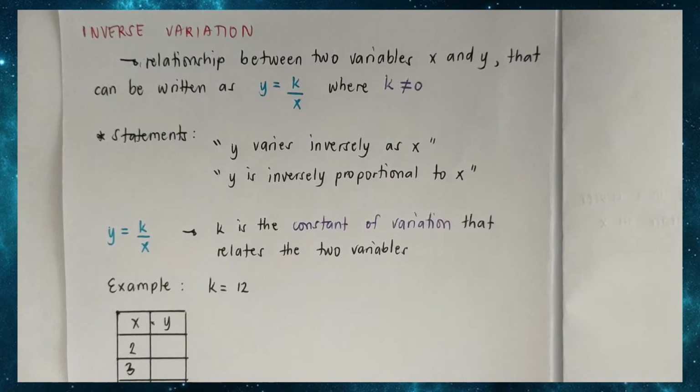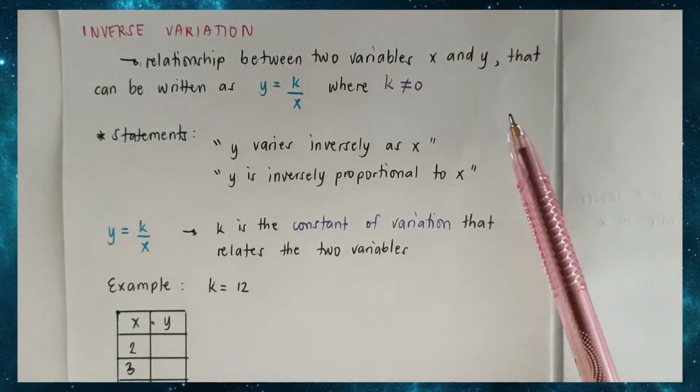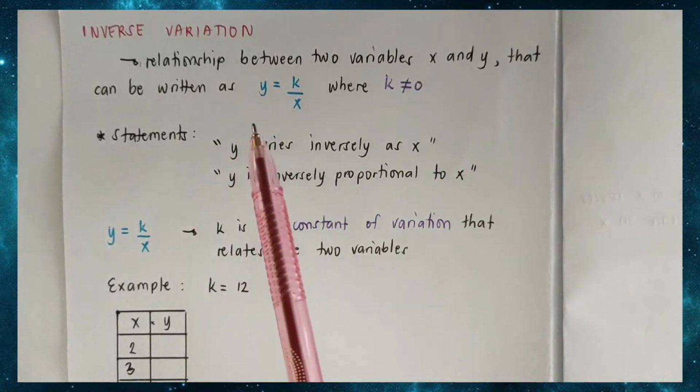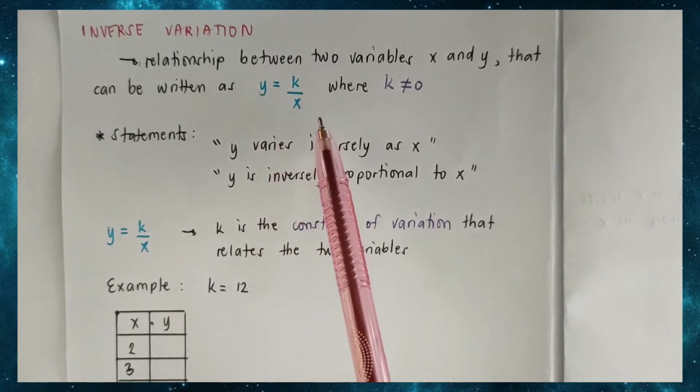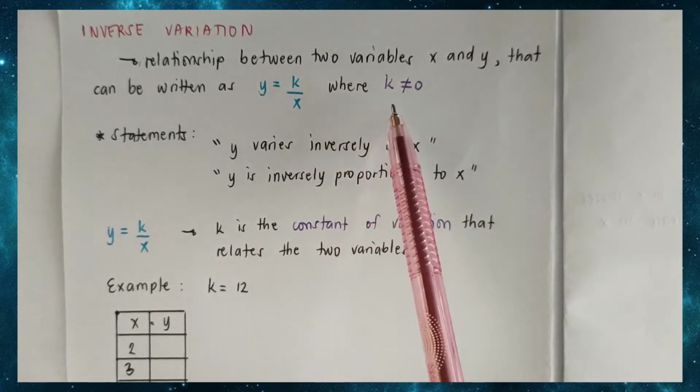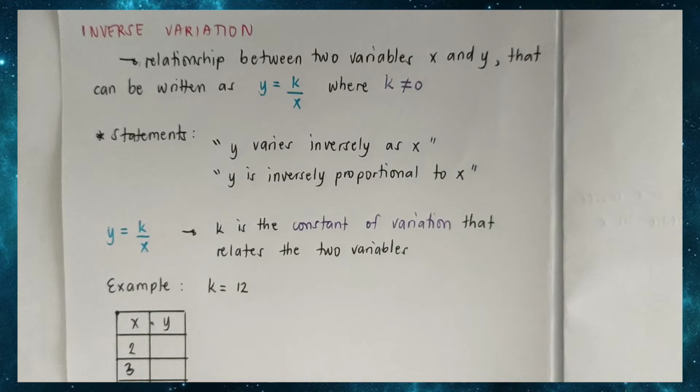Good day everyone. Today we will be discussing the second type of variation, which is the inverse variation. When we say inverse variation, it is the relationship between two variables, x and y, that can be written as y is equal to k over x, where k is not equal to 0.